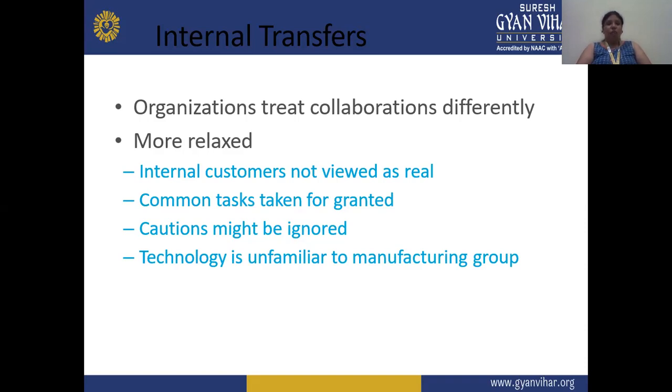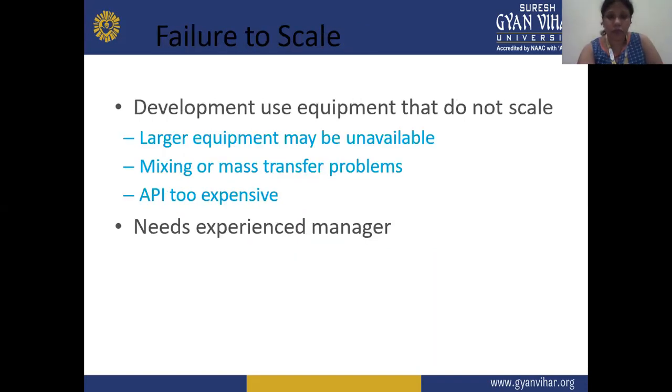Common tasks are taken for granted. In this, what happens is that the common tasks are normally taken for granted. Portions might be ignored. Technology is unfamiliar to manufacturing groups. So these are some issues which are there in the internal transfer.